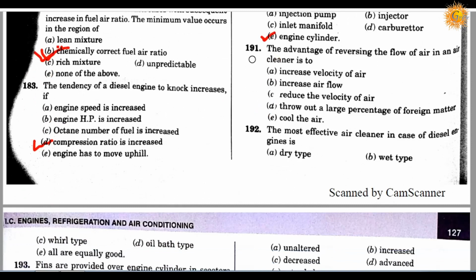Question number 191. The advantage of reversing the flow of air in an air cleaner is to: option A, increase velocity of air; option B, increase air flow; option C, reduce the velocity of air; option D, throw out a large percentage of foreign matter; option E, cool the air. Correct answer is D, throw out a large percentage of foreign matter.